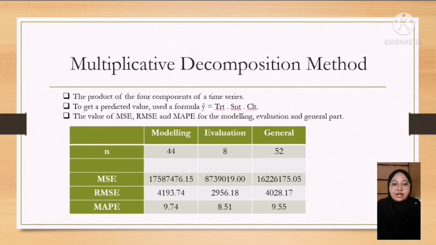To calculate the error, we divide the calculation into two partitions, which are modeling and evaluation. For modeling we take data from year 2008 until 2018, while for evaluation we take from year 2019 to 2020. So in general, we get that the MSE value is 16226175.4.05, and then RMSE is 4028.17 and MAPE is 9.55.